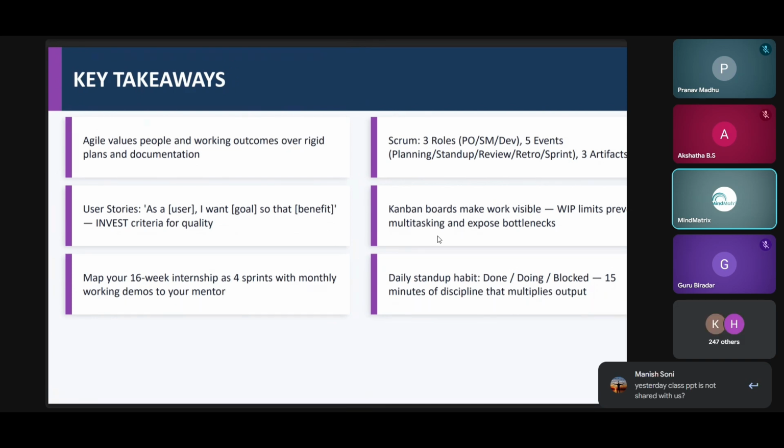The projects will be assigned by tomorrow. And also the project requirement documents will be shared with you on the platform.